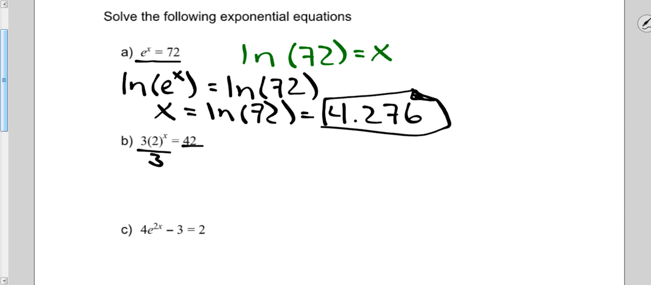I gotta get rid of that 3, don't I? Because am I taking an exponent to, am I taking 3 to the x power? No, I am not. So I gotta get rid of that thing, right? 14. So now I get 2 to the x equals what? 14. So you just did 3 times the log of 2 to the x. Does that work?